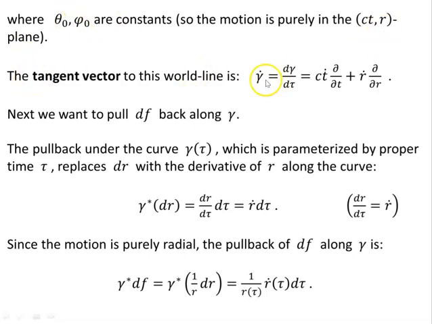The tangent vector of this world line, gamma dot, is d gamma d tau, is t dot partial t, the basis vector in the t direction, plus r dot times the basis vector in the r direction. Don't forget that the t dot there is dt d tau. All right. Next, we want to pull df back along gamma.